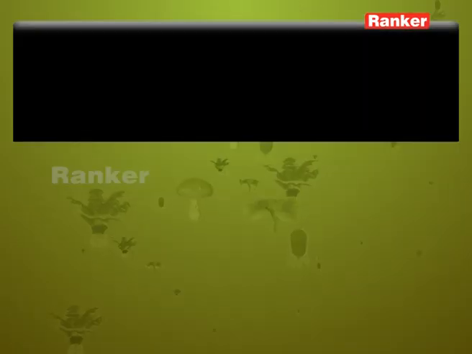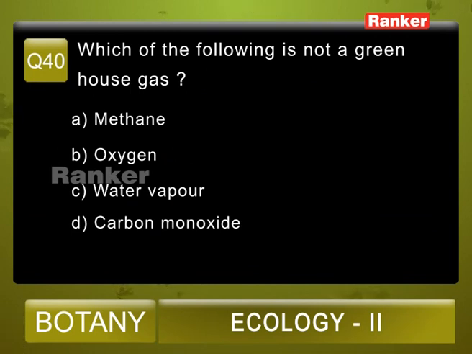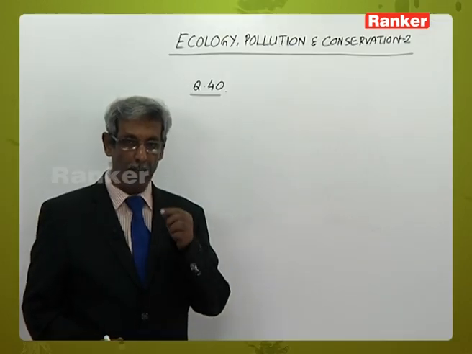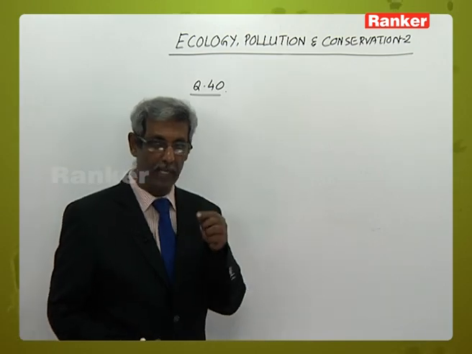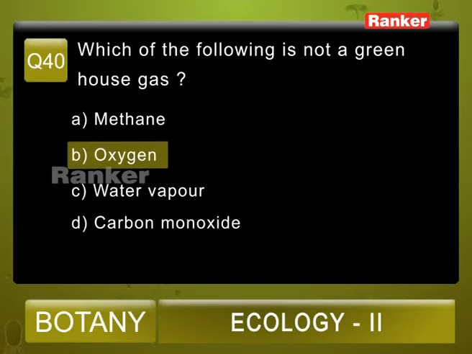Question number 40. Which of the following is not a greenhouse gas? A. Methane, B. Oxygen, C. Water vapor, D. Carbon monoxide. The one odd non-greenhouse gas is oxygen, hence the answer is B.